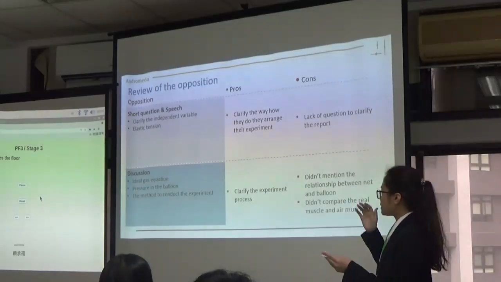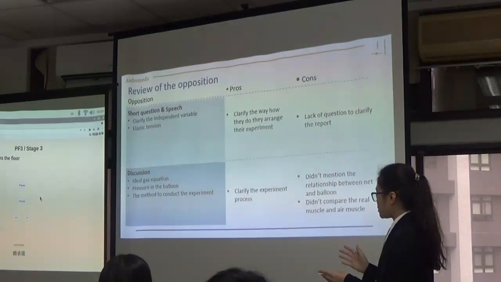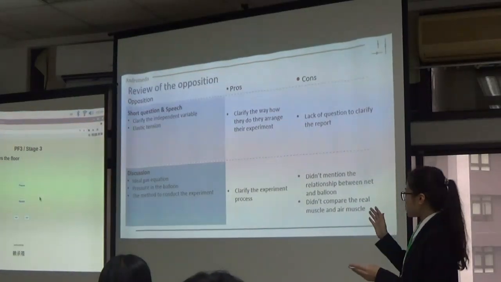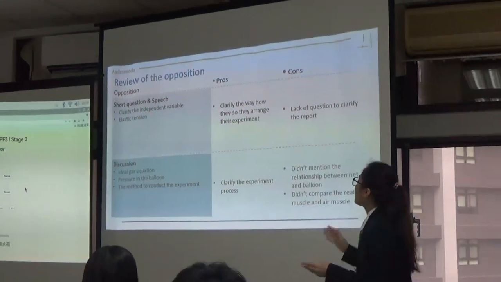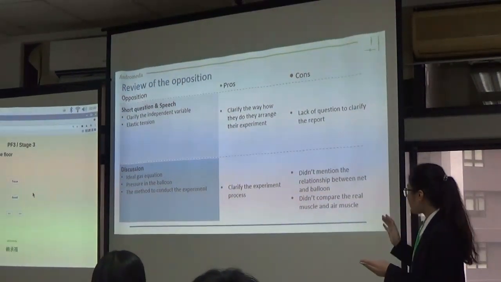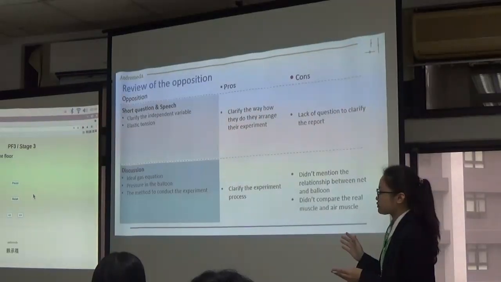In the discussion time, they talked about the ideal gas equation, pressure in the balloon, and the method to conduct the experiment. In her process, she clarified the experiment process. However, she didn't mention the relationship between the net and the balloon, and she also didn't compare the real muscle and air muscle.